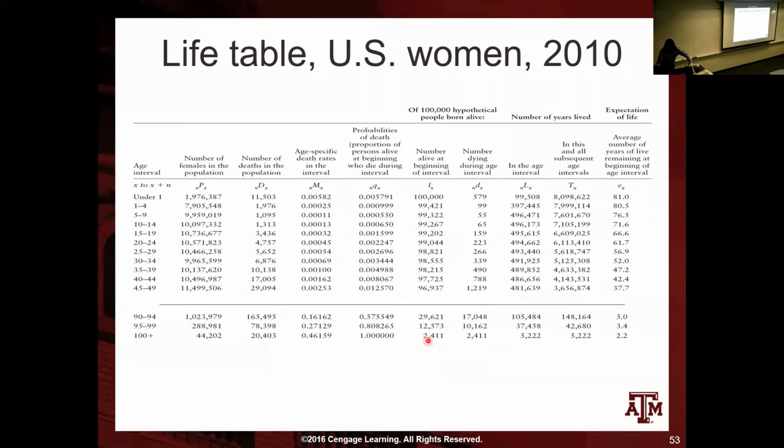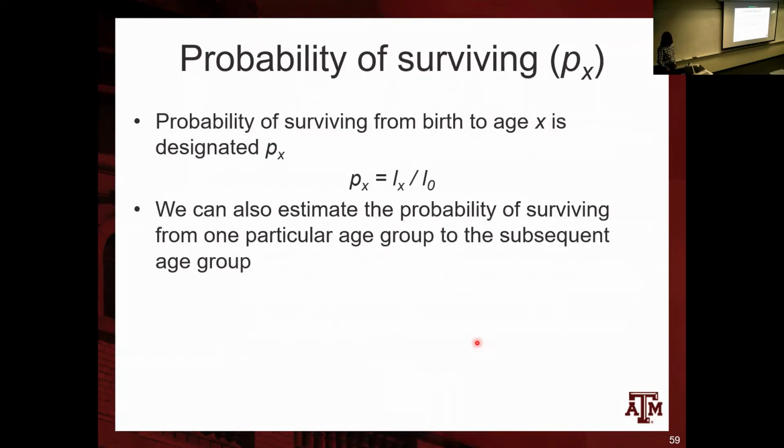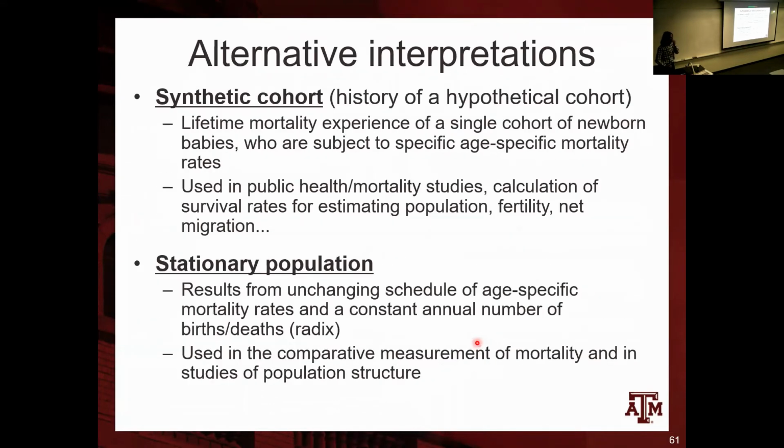See? 2,411, 204,011 died. Everybody, 100,000. The same number of people are born and dying. We have a stationary population. When we have this possible exercise, we can interpret our life table as being the result of unchanging age-specific mortality rates and a constant number of births and deaths.